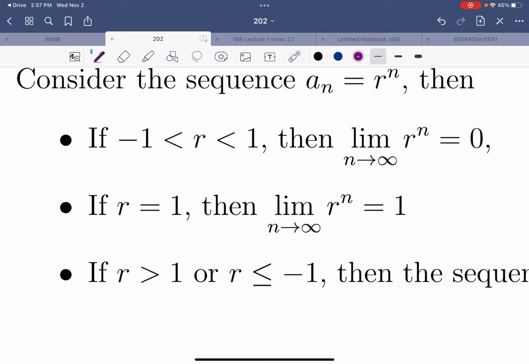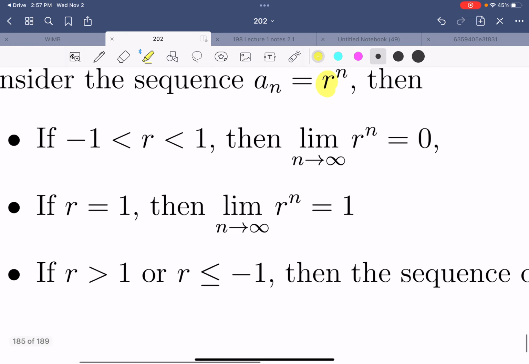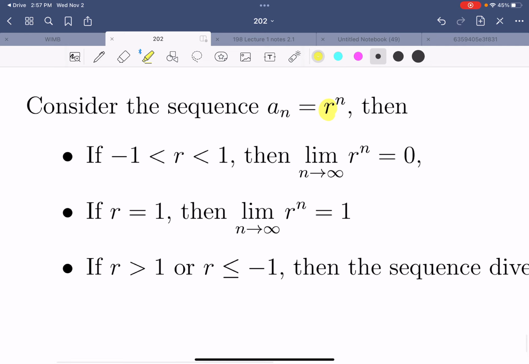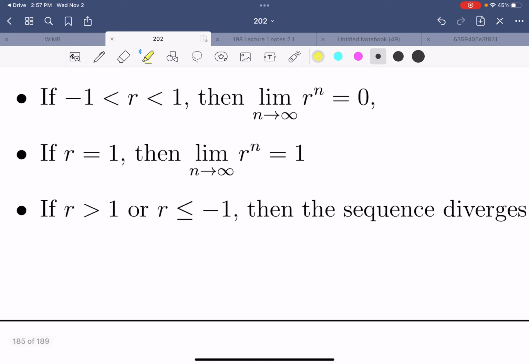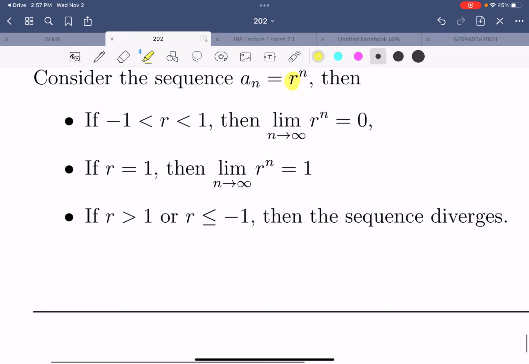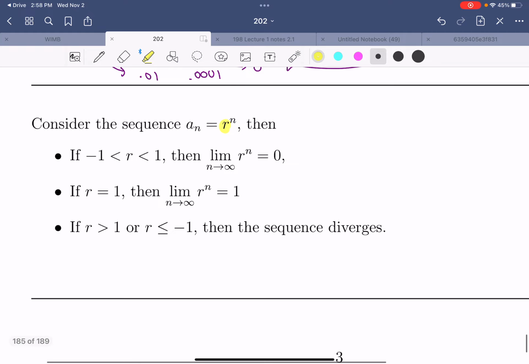If your R value, that you're taking powers of, is between negative 1 and 1, then when you take the limit, you get 0. If R is equal to 1, then you get 1 to the n, which is just 1. So you get 1 all the time, and the limit is always 1. So that converges as well. But if R is greater than 1 or less than or equal to negative 1, then the sequence diverges. That's because you're getting larger numbers that bounce back and forth and become larger than or equal to 1, and those are going to diverge. Okay, so that's what we know about our exponentials.